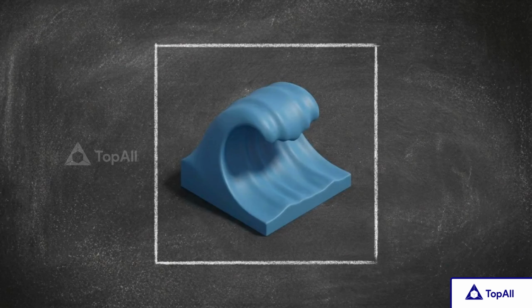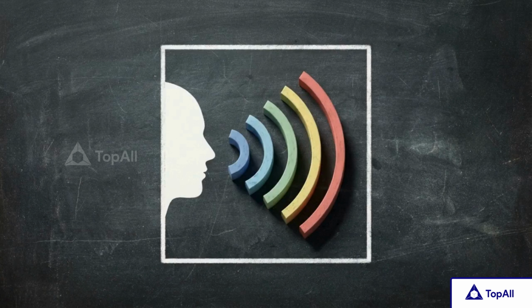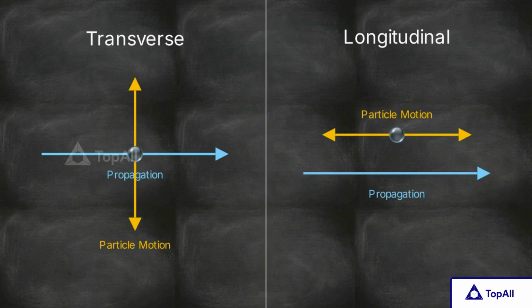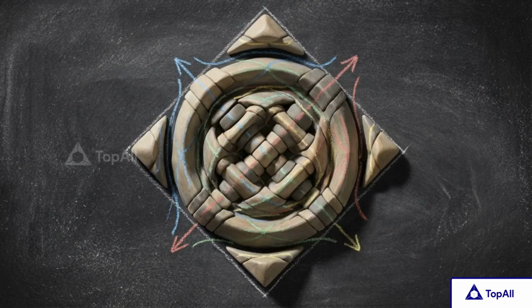Whether rippling through the ocean, traveling down a steel beam, or carrying voices across rooms, its physical identity always comes back to a single relationship: the direction of the particle's motion compared to the direction of the wave's propagation. We separate these behaviors into perpendicular and parallel categories to study them. But out in the physical universe, these forces are frequently dancing together in unison.